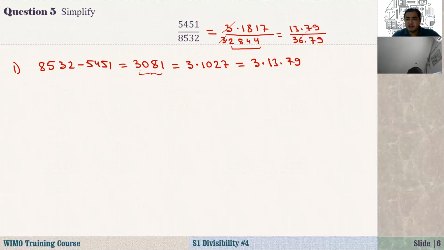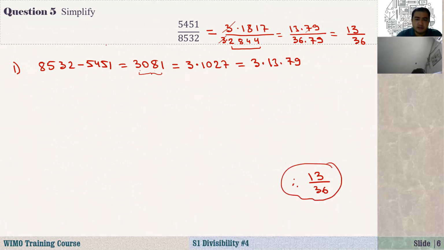Now from here, this 79 and 79 cancel out each other. Here we have 13 over 36. So the simplified form of this fraction is 13 over 36. Again, the method we are using here is if these two numbers have a common factor, their difference must be divisible by that common factor. If you find their difference, now we have a smaller number, 3081. When you factorize this, that's equal to 3 times 13 times 79.